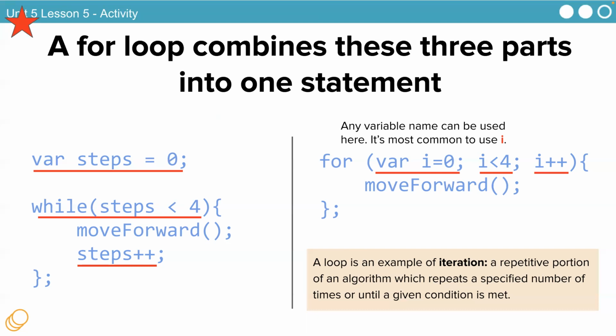Okay, a loop is an example of iteration. Iteration is that computer science term that you're going to need for the AP test. Iteration is a repeated portion of a program algorithm, which repeats a specified number of times until the condition is met. Okay, so if you have a question, just stop me.